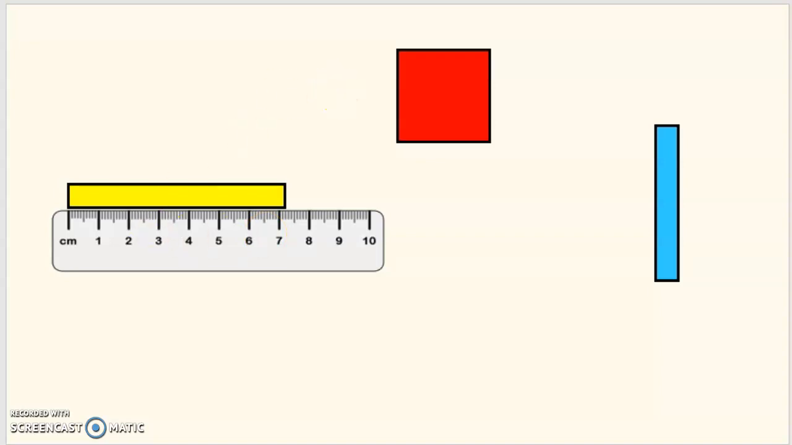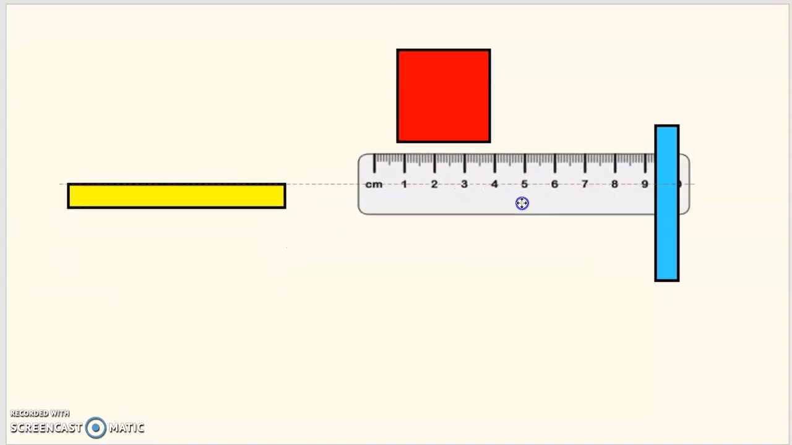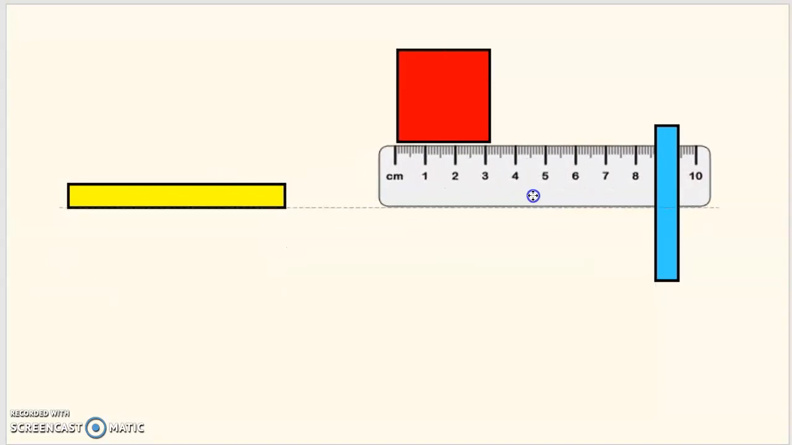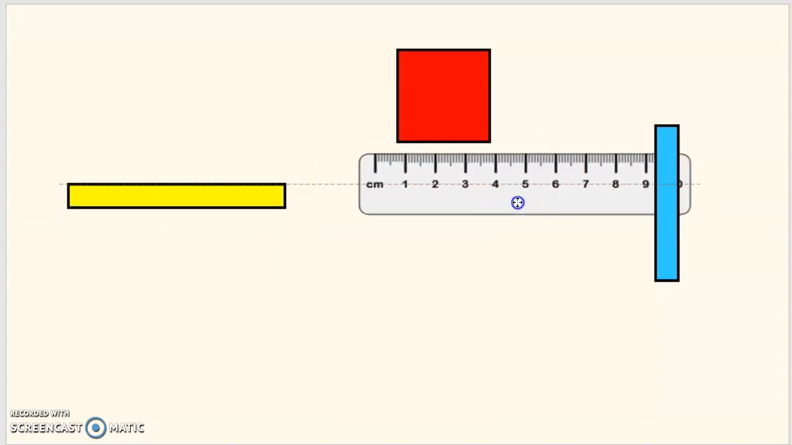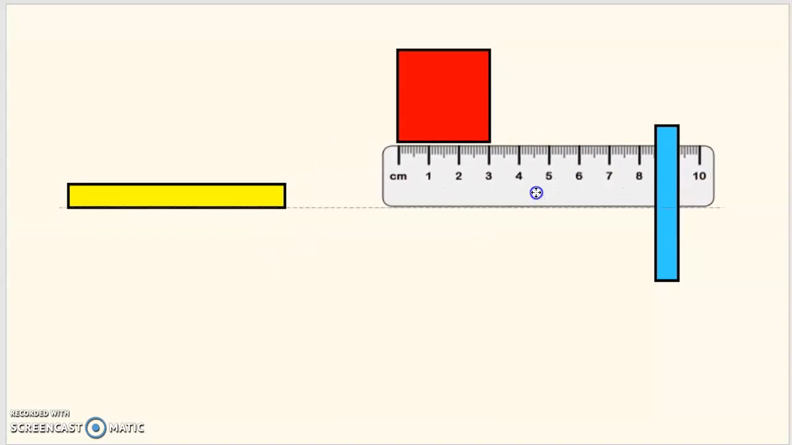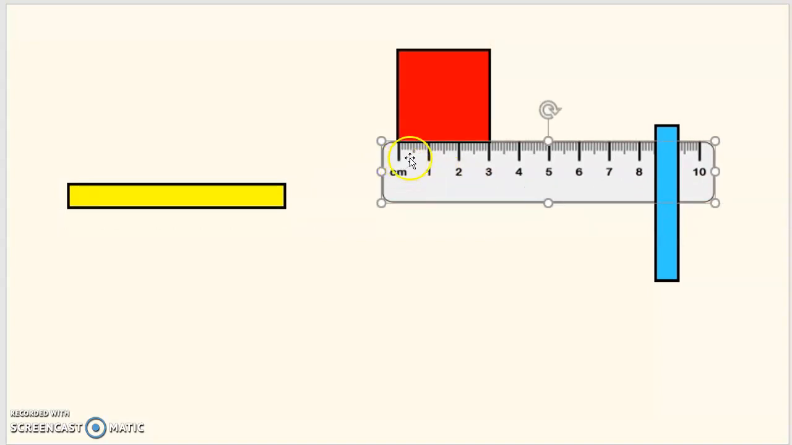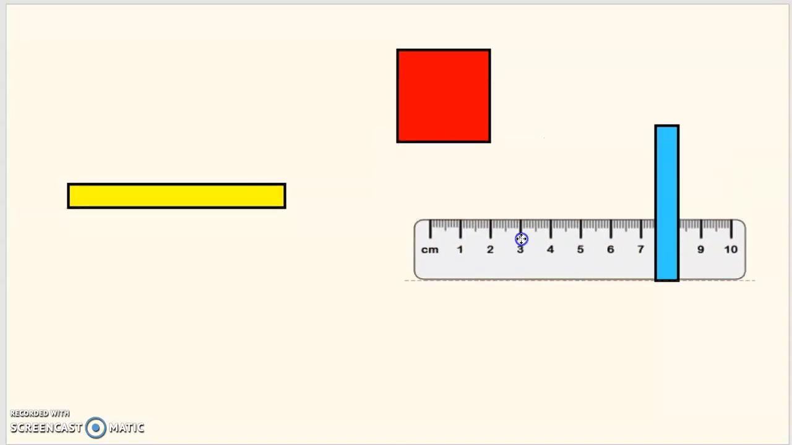Well done. So now we're going to move on to the square. Here, my square. Remember, where do I need to start from? Excellent. I need to start from 0. So there we go. And I've got 1, 2, 3. So my square is 3 centimetres long.